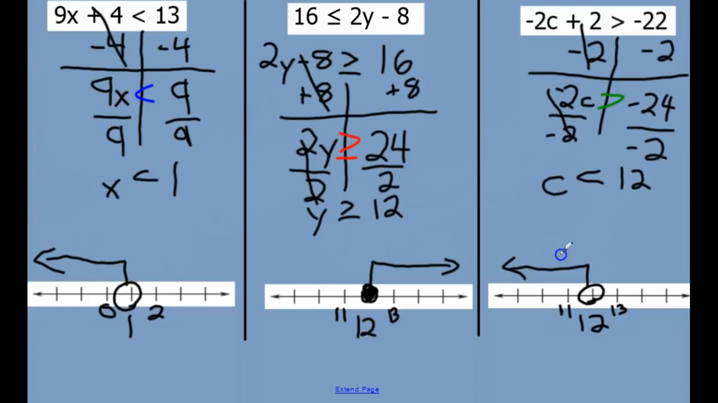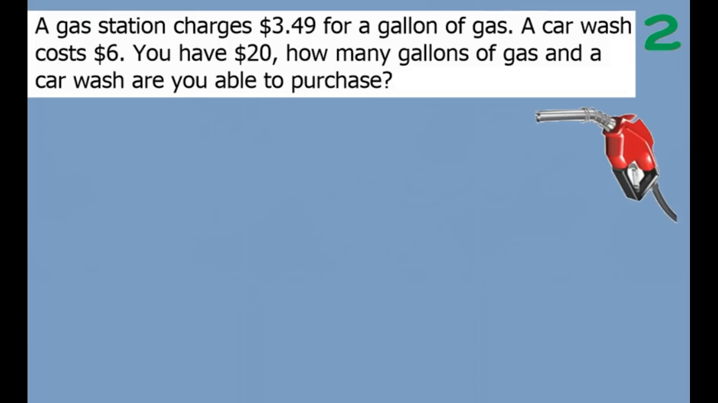So those were all two-step problems. Here we have a word problem. It says a gas station charges $3.49 for a gallon of gas. A car wash costs $6. You have $20. How many gallons of gas and a car wash are you able to purchase?